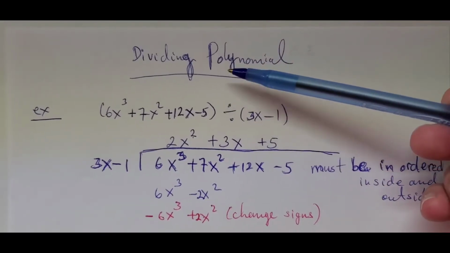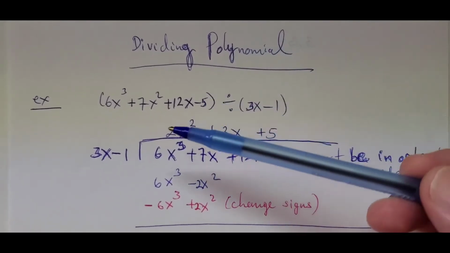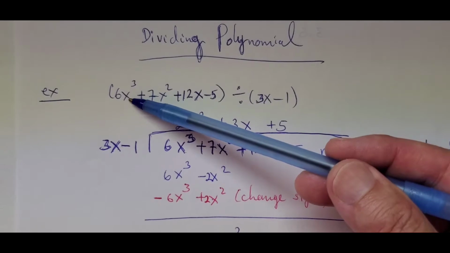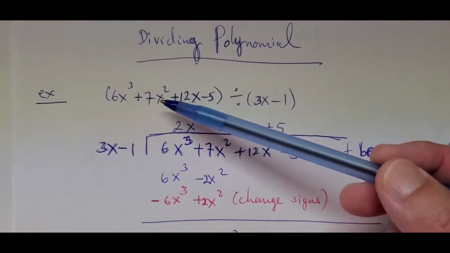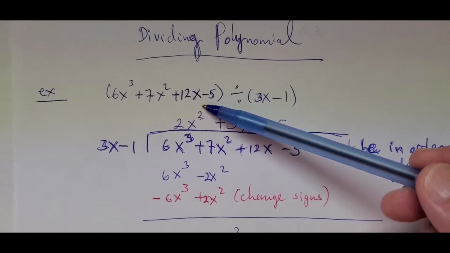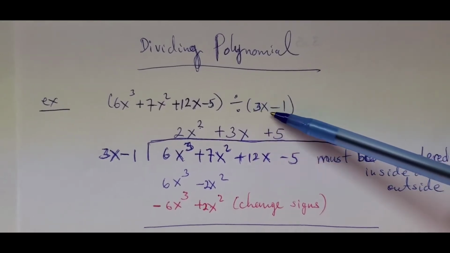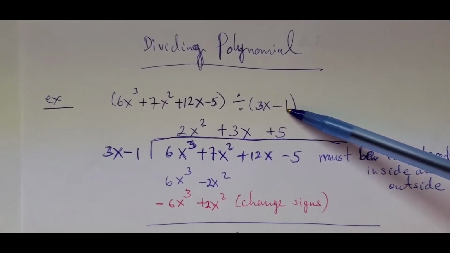Today's lesson is dividing polynomials. Here you have an example: 6x cubed plus 7x squared plus 12x minus 5 divided by 3x minus 1.